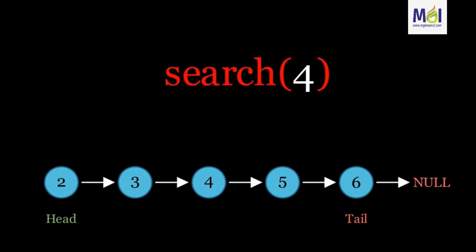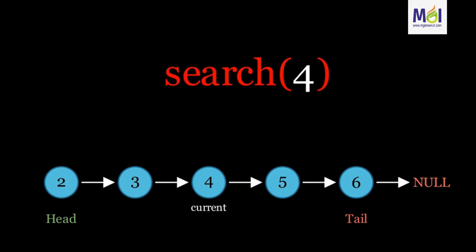Let's say you want to search for the element containing the data 4. First, we'll create the current variable and start by checking its data. If the data doesn't match 4, the algorithm will move current one step forward and continue checking the next node. This process will continue until either the data matches 4 or we reach the end of the list. If we find the element, we return True. Otherwise, we return False once we have traversed the entire list.